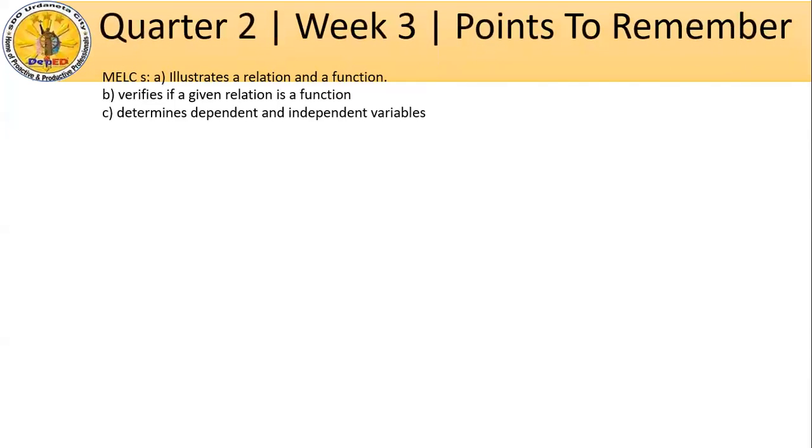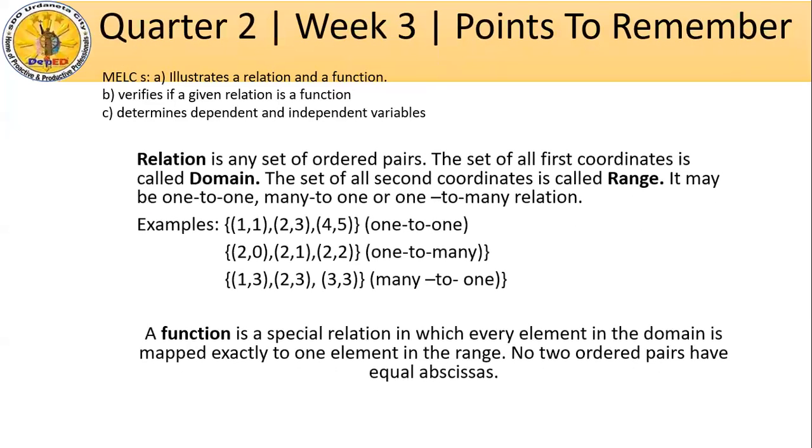When we say relation, it is any set of ordered pairs. The set of all first coordinates is called the domain. The set of all second coordinates is called the range. There are three kinds of correspondence: one-to-one, one-to-many, and many-to-one.